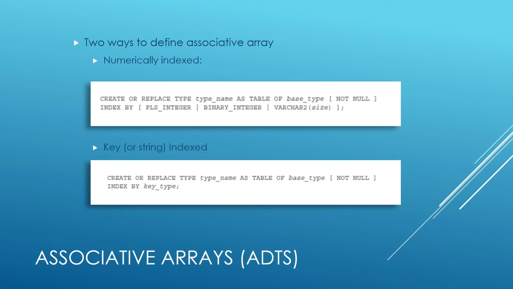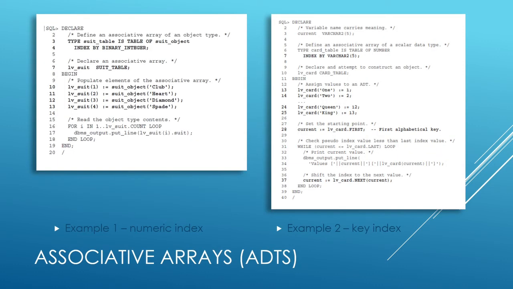Or, in this case, you can also do string or key indexed, where the next one is a key type. You're creating the table of base type, whatever. But in this case, you're going to define what that key is. So to show that, I've got a couple examples that might make it clear.